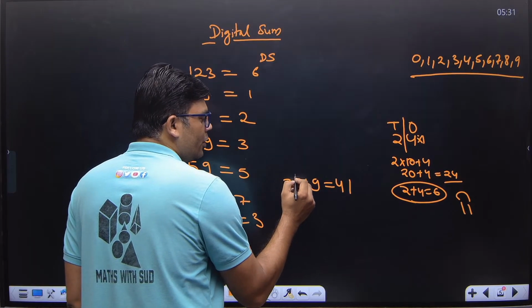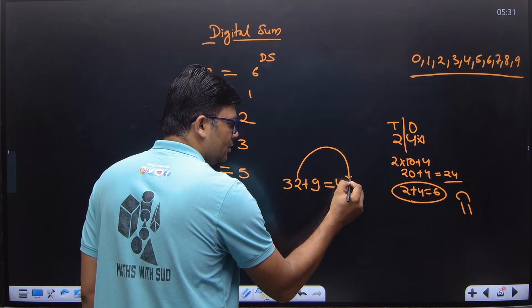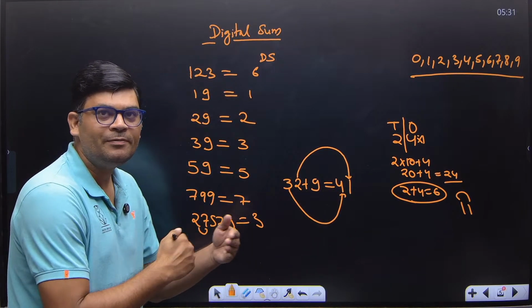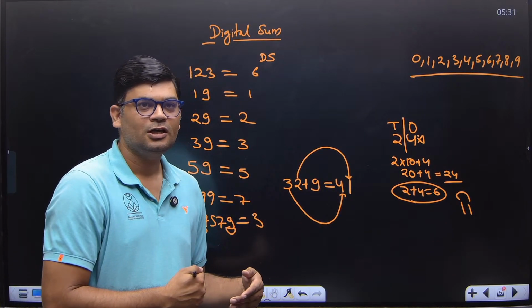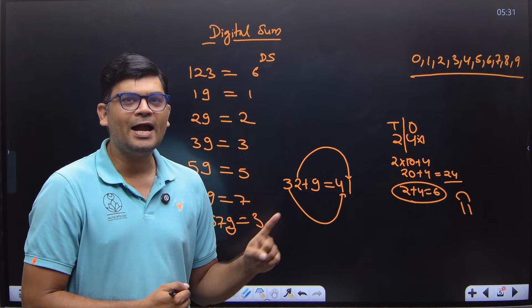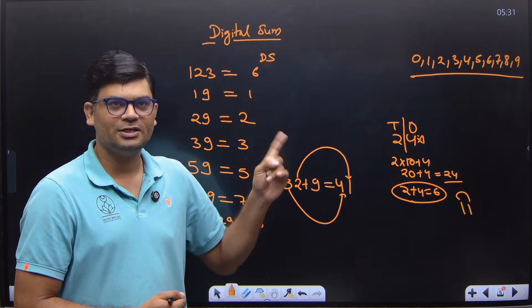Now stay focused here. You see what has happened to 2. 2 is reduced by 1 and 3 is increased by 1. So ultimately it is balanced. If you see, 3 plus 2 is 5, 4 plus 1 is 5. So if you add 9 to any number, the digital sum will not get changed.